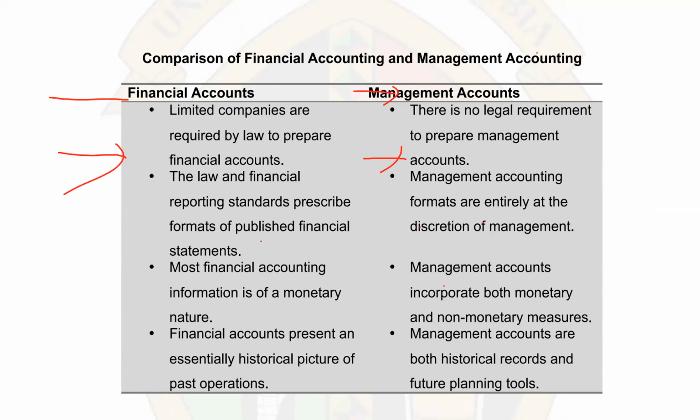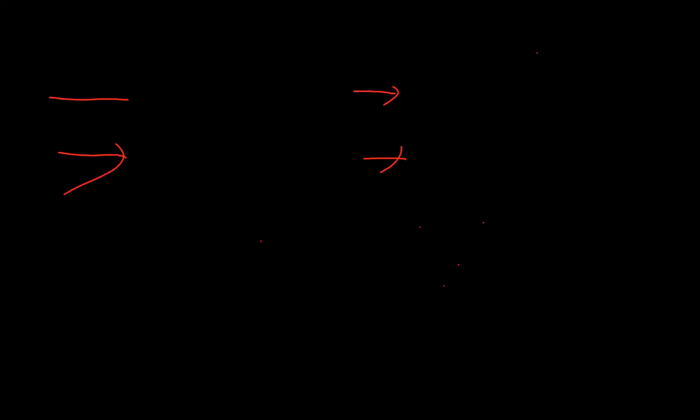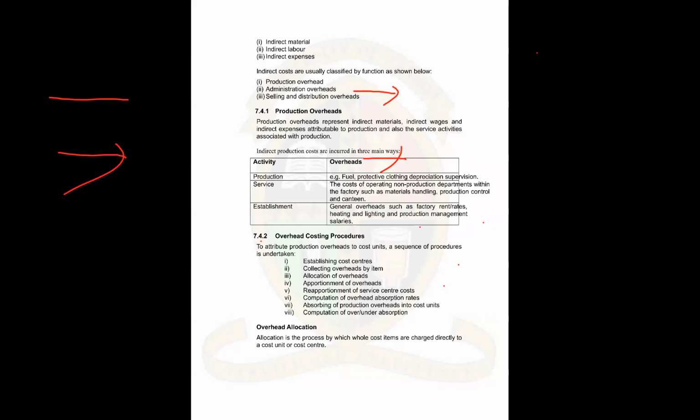Financial accounts present an essentially historical picture of past operations, whereas management accounting or cost accounting gives us both the historical and the present and future planning tools. Meanwhile, the financial accounting will just give us the history, the one that we were doing last year. You're just reporting what happened. But with cost accounting, you're able even to project the costs in the future. You're able to extrapolate just like that. So it gives you the tools that you can actually use as you are planning.